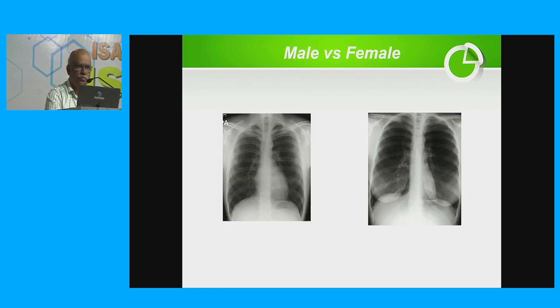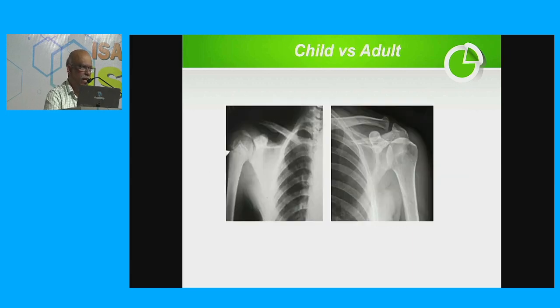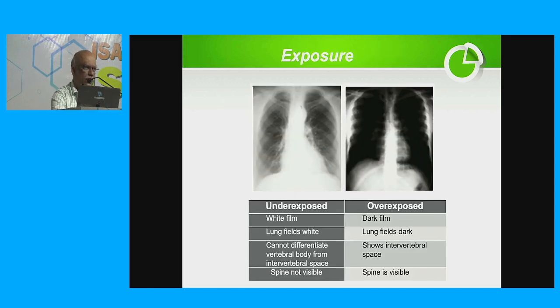Then look for male or female: the breast tissue, soft tissues. Then approximate age, child, neonate, adult, old age, you can make out. Then look for the exposure of the film. The exposure should be proper. It should be neither underexposed nor overexposed for a proper interpretation. An underexposed film will be a pale, white film, while an overexposed film will be a dark film, so you cannot delineate the structures.